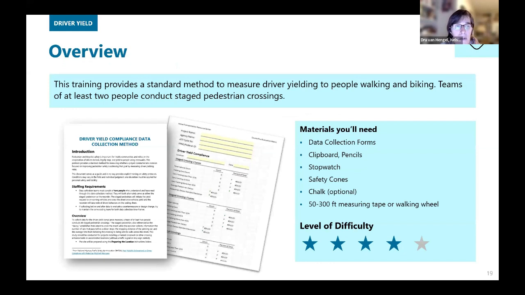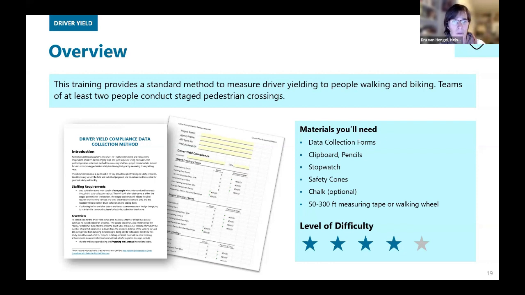This training will provide a standard method to measure drivers yielding to people walking and bicycling. Teams of at least 2 people conduct staged pedestrian crossings for this metric. We want to go over the guidance we have developed in the Excel spreadsheets we've created to standardize the way agencies can document driver yield. Every project, though, will vary, so if every detail doesn't apply to your project, you'll use your best judgment. And also, we're available to you as a resource if you have any questions.